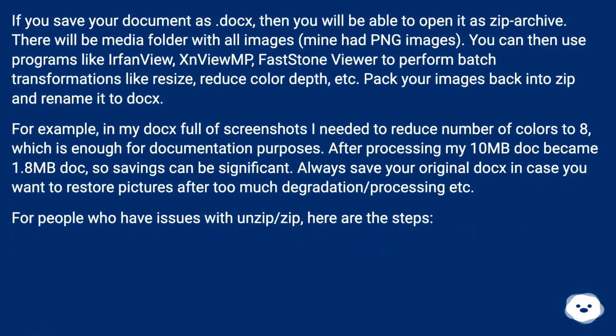If you save your document as .docx, then you will be able to open it as a zip archive. There will be a media folder with all images. Mine had PNG images. You can then use programs like IrfanView, XnView, FastStone Viewer to perform batch transformations like resize, reduce color depth, etc. Pack your images back into the zip and rename it to docx.